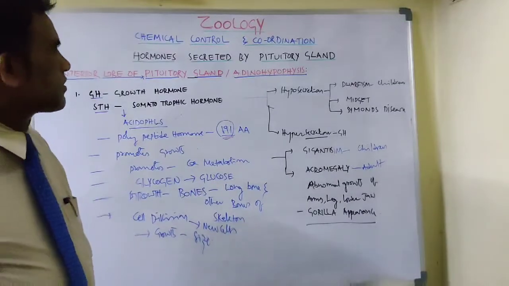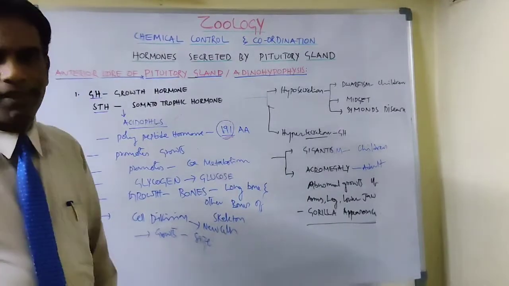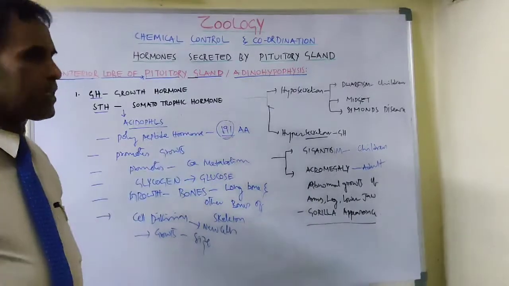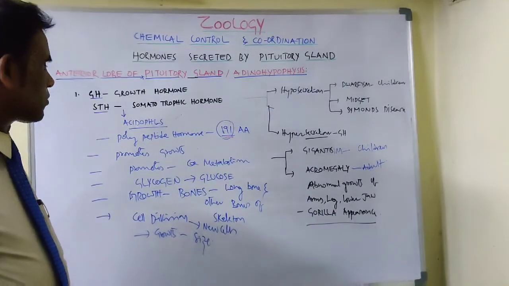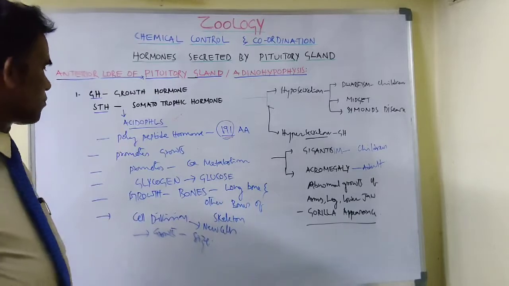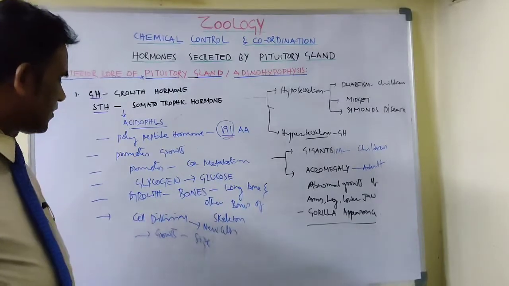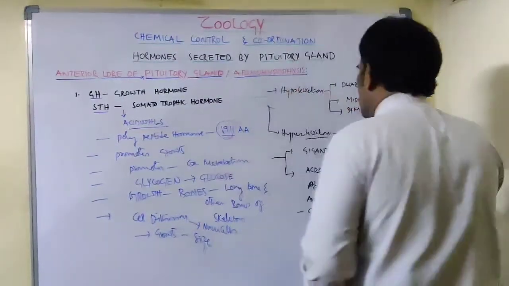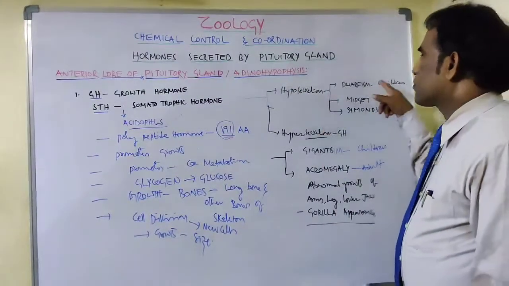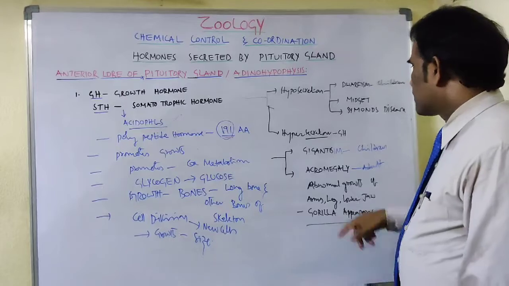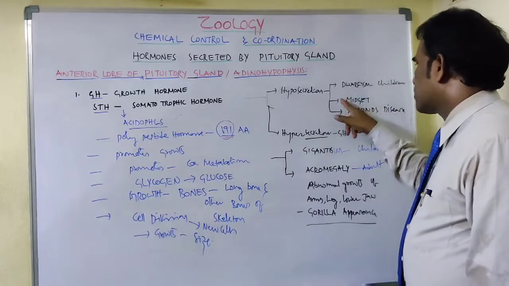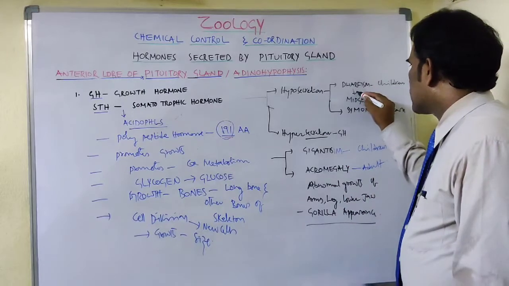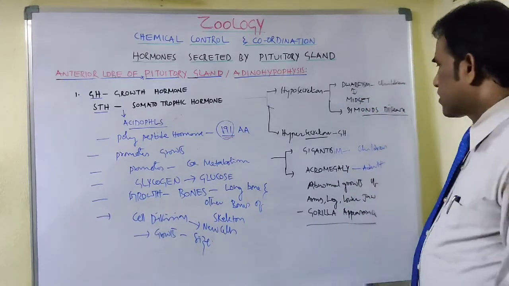Growth hormone, also called somatotrophic hormone, is secreted by acidophils. This is a polypeptide hormone. It is mainly concerned with promotion of growth, conversion of glycogen to glucose, the growth of bone, and cell division, therefore increasing the size of the organism. Deficiency of this growth hormone leads to dwarfism in children, also called midget, and also Simmonds disease.